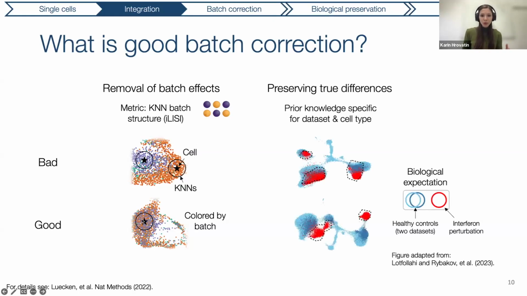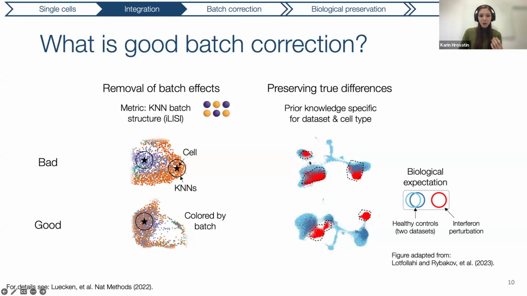On the other hand, we also want to preserve true differences because sometimes there might be differences between batches that we don't actually want to remove fully. For example, here we have 3 samples. 2 of them are healthy controls, and for those we would expect that they map on top of each other. And one of them was perturbed with interferon, therefore it is biologically different and we want it to be mapped separately. Now, what we would expect in our UMAP is that the 2 blue batches are overlapping and the red batch is separated. So this type of integration would be good.